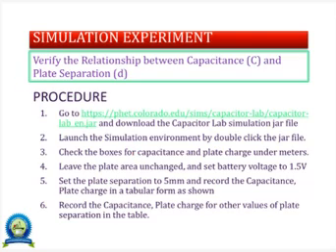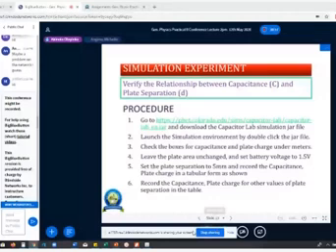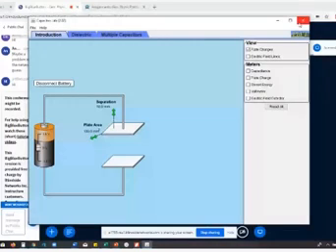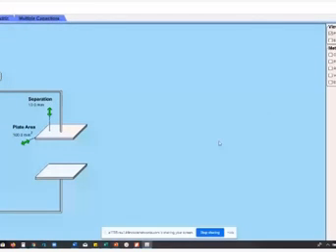I'm going to share my screen with you very shortly so that you can see what I have. Can you see my screen? Can you see my screen? Yes, sir. Great.